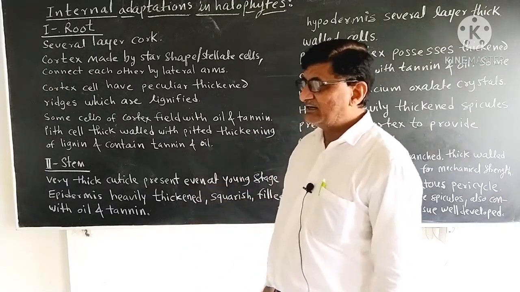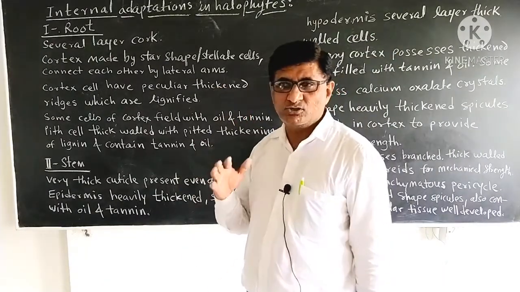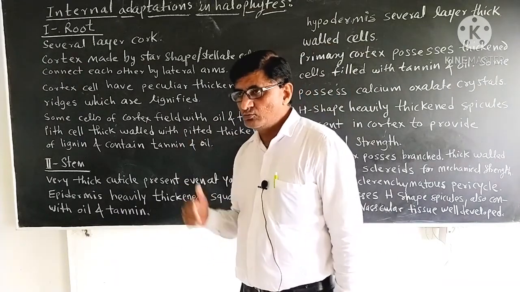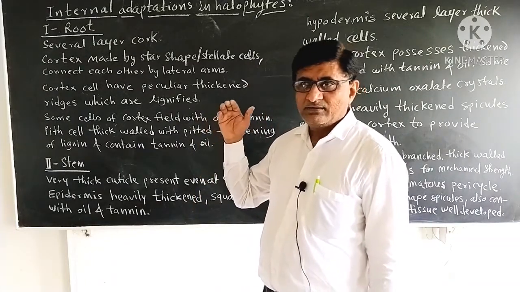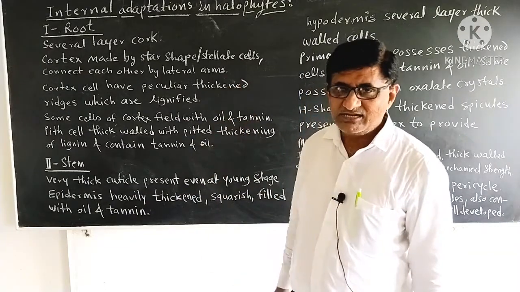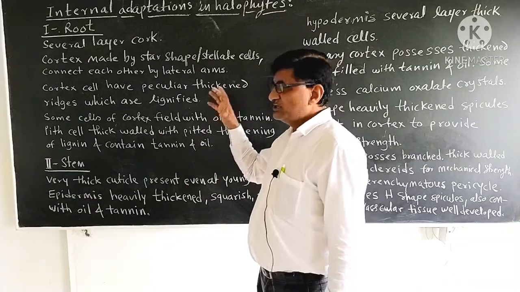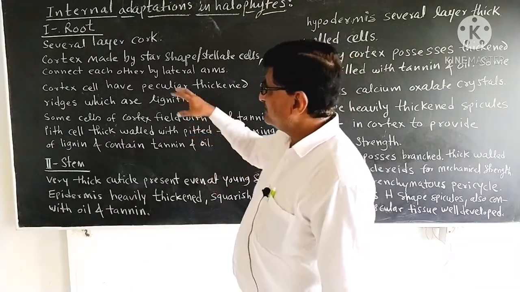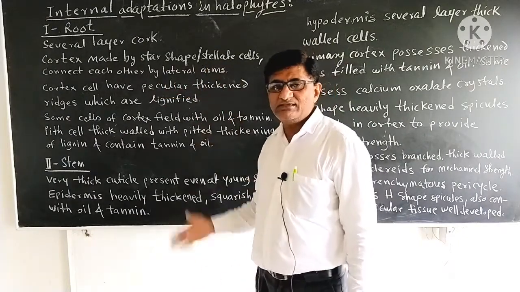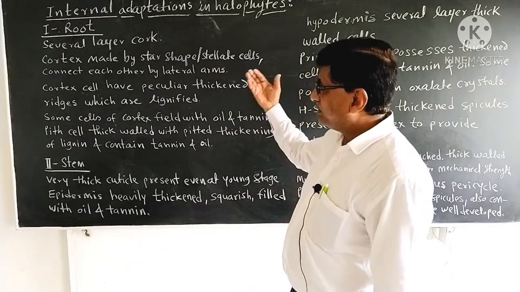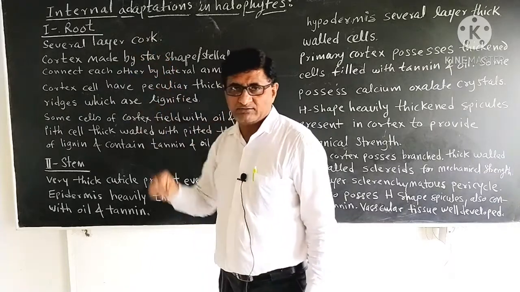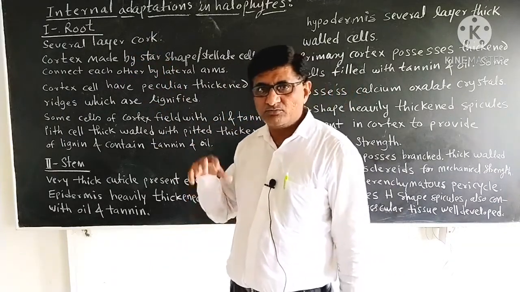For studying the internal adaptations, we have to take a transverse section of the subterranean root, and then observe it under the microscope and observe the different anatomical layers or differentiations from epidermis to the center. Though the root is very young, it shows very thick cuticle or many layers of cuticle even at the young age of the root. Externally the root has several layers of cork, and these cork layers are developed from the cork cambium.